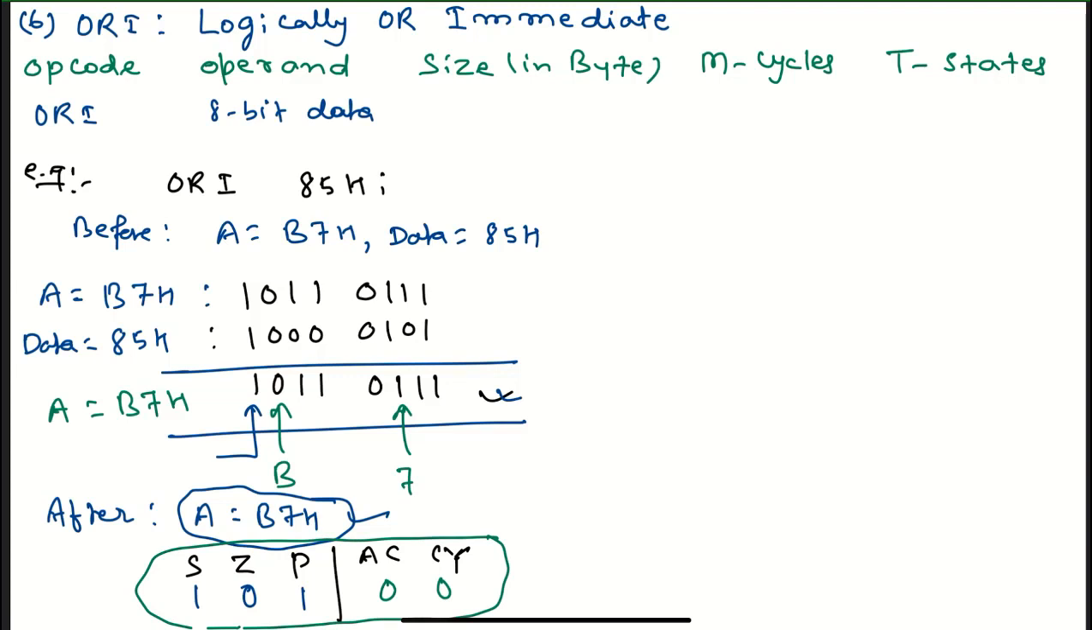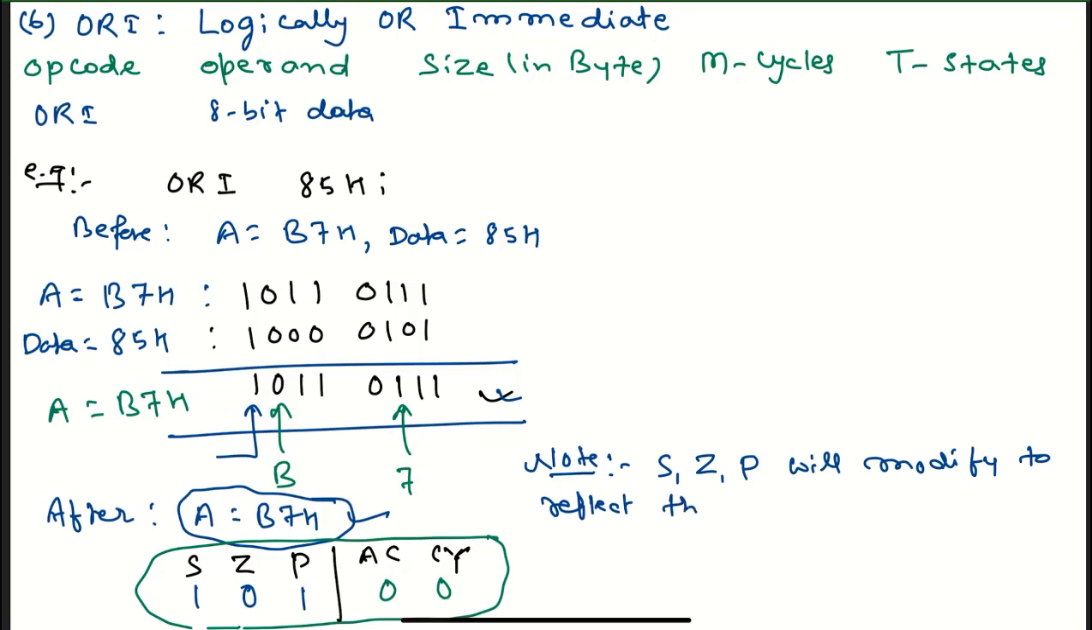So here in the note we can write that the sign, zero and parity flags will be modified to reflect the result of the operation. And as with ORA, here also the auxiliary carry and carry will be reset. Auxiliary carry and carry flag will be reset.